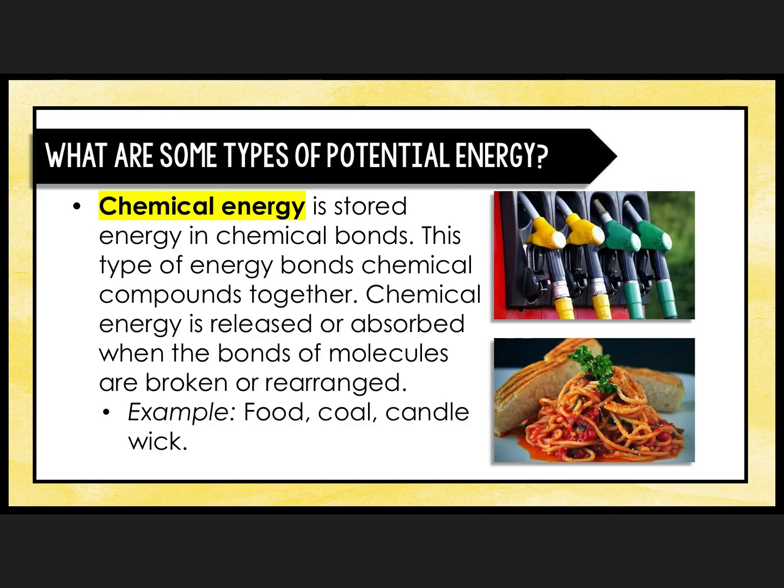The third type of potential energy is chemical energy, which is stored in chemical bonds. This type of energy bonds chemical compounds together. Chemical energy is released or absorbed when the bonds of molecules are broken or rearranged.